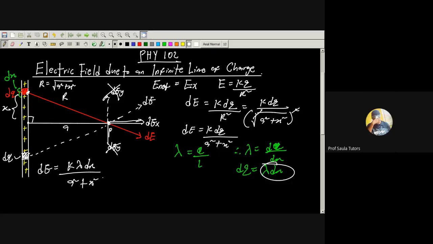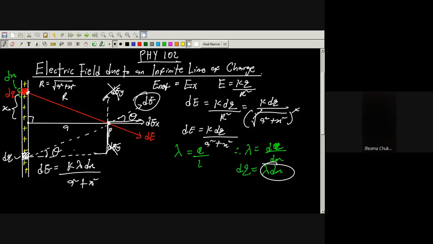From here, what do we now have? Now, we found this dE already. And remember, after finding this dE, what do we normally do? Well, let's say the angle to the horizontal here is theta. And that angle, which is also theta.